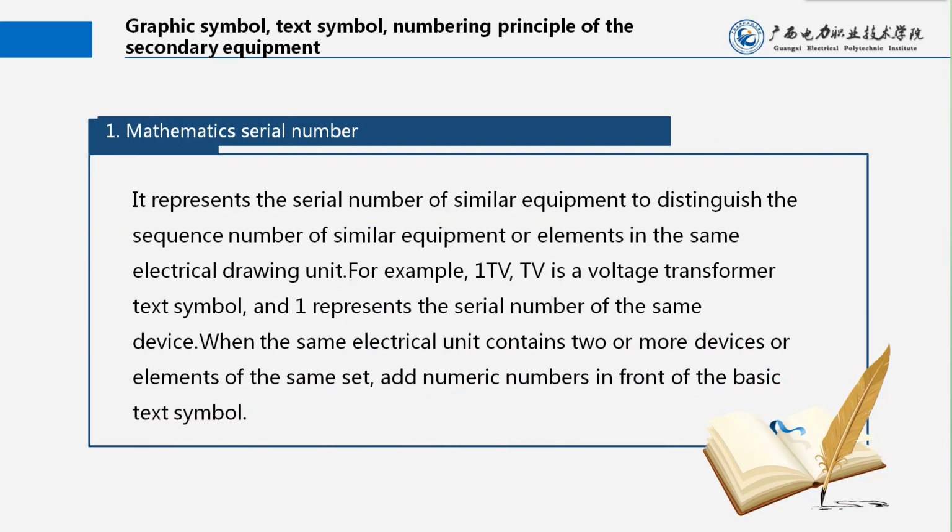One, numeric serial number. It represents the serial number of similar equipment, to distinguish the sequence number of similar equipment or elements in the same electrical drawing unit. For example, in 1TV, TV is the text symbol for a voltage transformer, and 1 represents the serial number of the same device. When the same electrical unit contains 2 or more devices or elements of the same set, add numeric numbers in front of the basic text symbol.